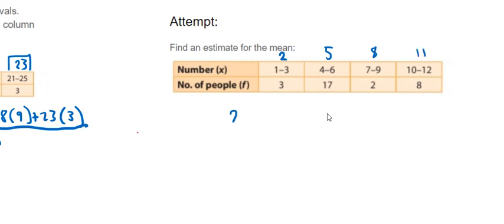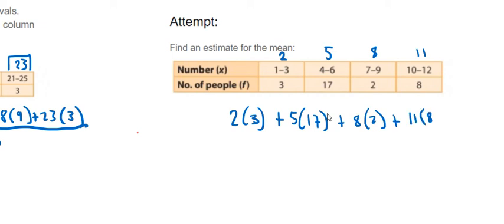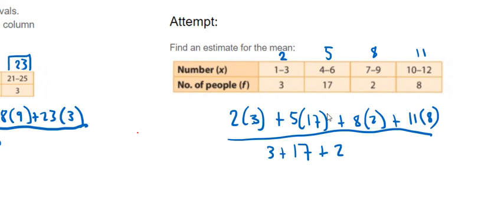So my mid-interval value between 1 and 3 would be 2, 4 and 6 would be 5. It's pretty easy here to see which one is in the middle because there's only one number in the middle. Then I'm going to do 2 multiplied by 3, so numbers are a bit easier, they're a bit smaller than the example, plus 5 times 17, plus 8 times 2, plus 11 times 8. And then on the bottom I've got 3 plus 17 plus 2 plus 8.